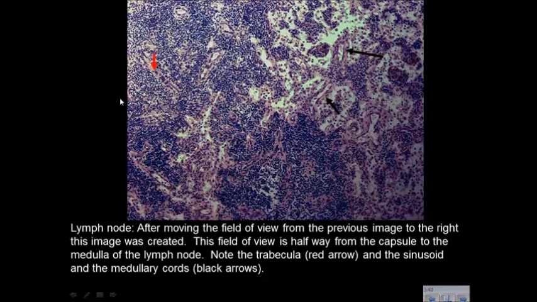This is the same slide as the previous, but we just moved toward the medulla. You can have some more trabeculae or sinusoidal capillaries. It could be either or. There can be a lot of sinusoidal capillaries in the medulla. This looks like an artery. Here's another artery cut in cross section. This one's cut kind of longitudinally.